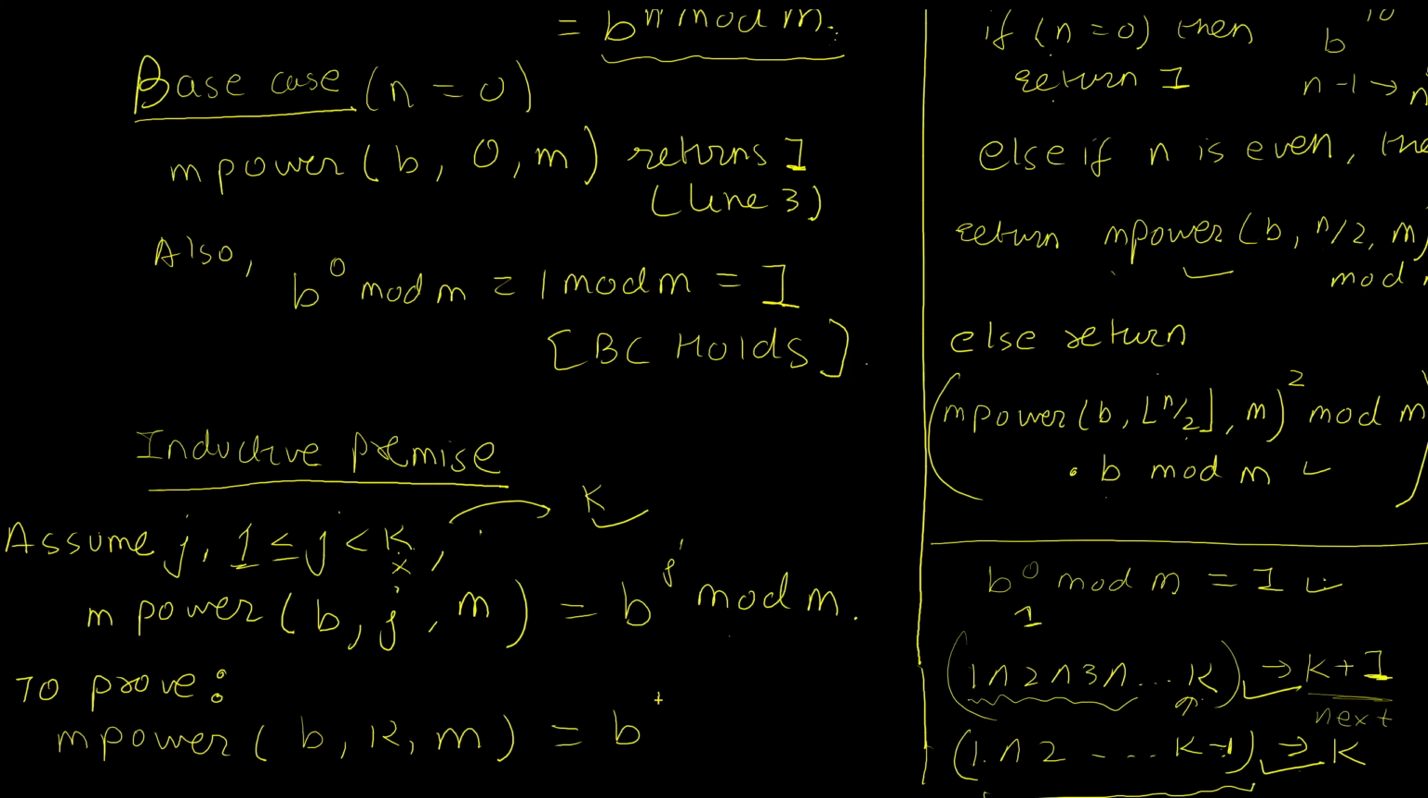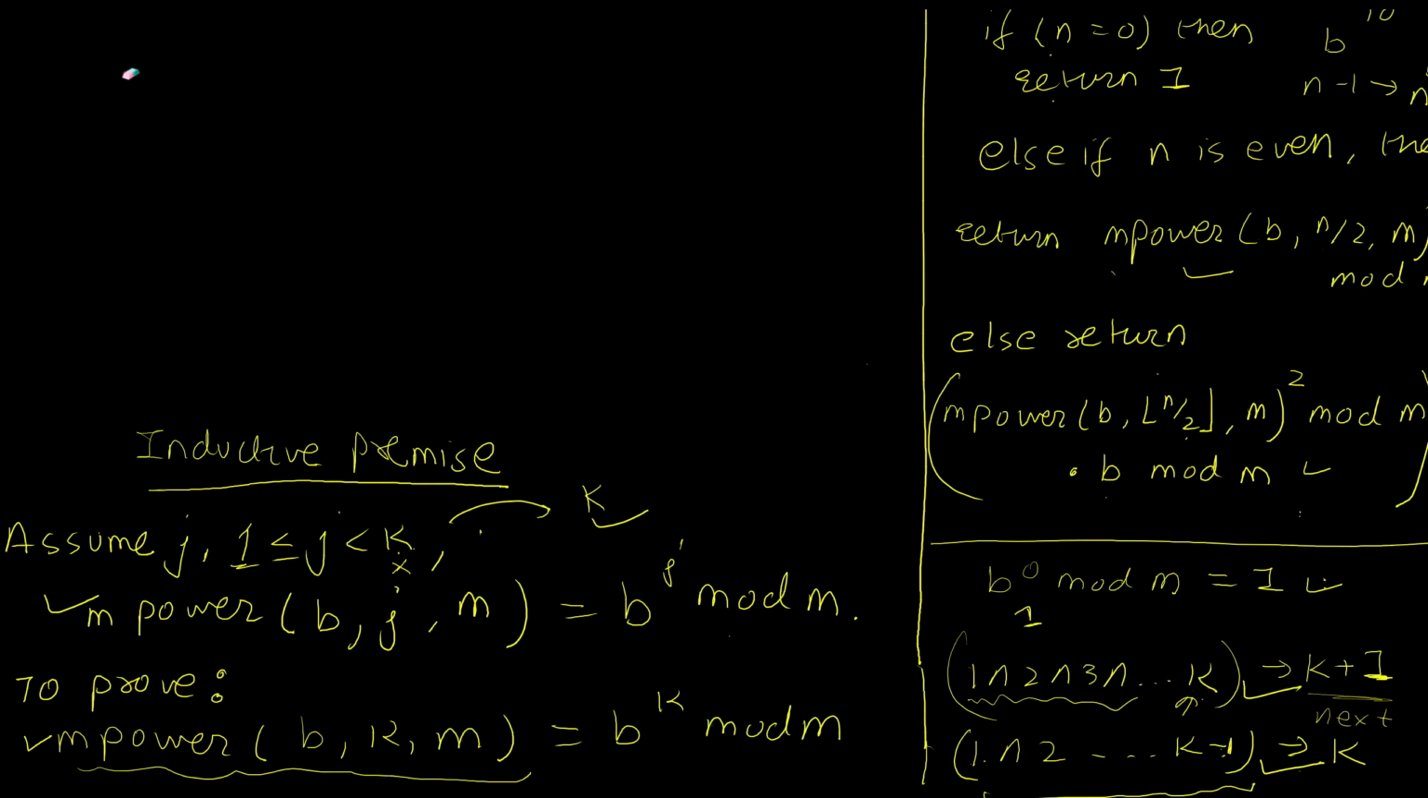So this should be equal to b raised to the power k mod m. I need to prove this using this as an assumption. And where do these definitions come into play? They'll come into play during my proof, because in order to see what mpower(b, k, m) is returning, I'll need to look into the function and see where it is doing what thing and returning what thing.